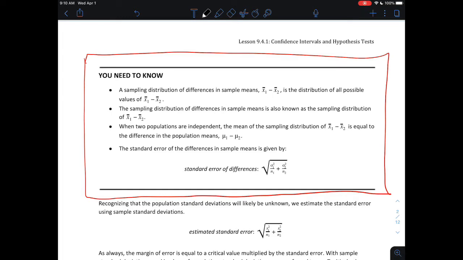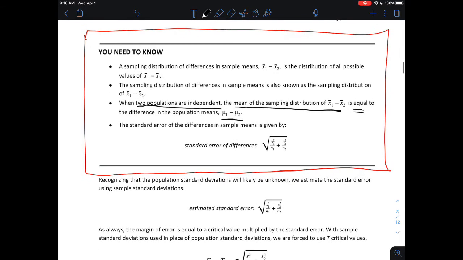When two populations are independent, the mean of the sampling distribution, x bar 1 minus x bar 2, is equal to the difference in the population means, mu1 minus mu2. So this is saying something very important. The mean of the sampling distribution of x bar 1 minus x bar 2 is just the difference in population means, mu1 minus mu2.